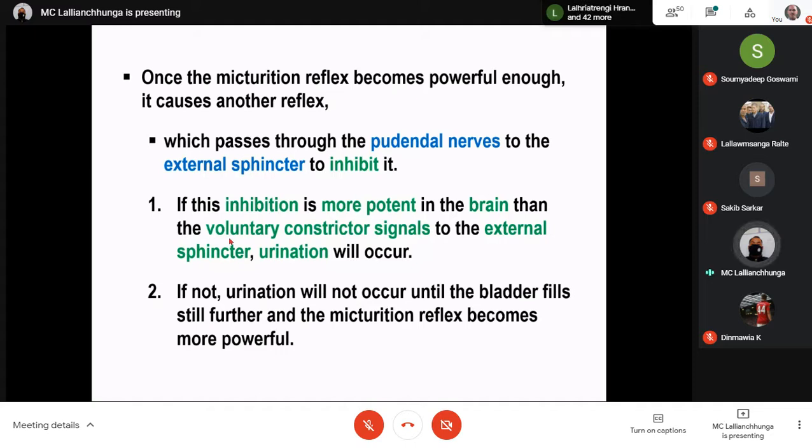Okay, that means you can still control it. You can still postpone the urination if the volume in the urinary bladder is not high enough. But again, after some time, there will be more urine in the urinary bladder, and that will increase the pressure. And in that condition, the first condition will follow.